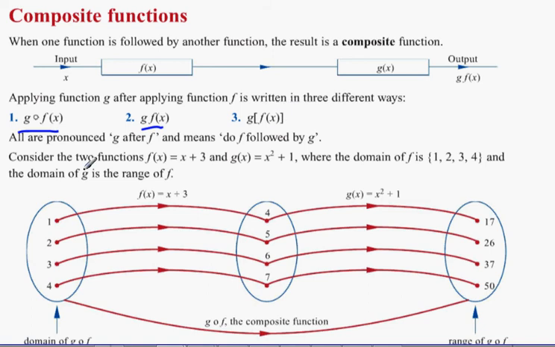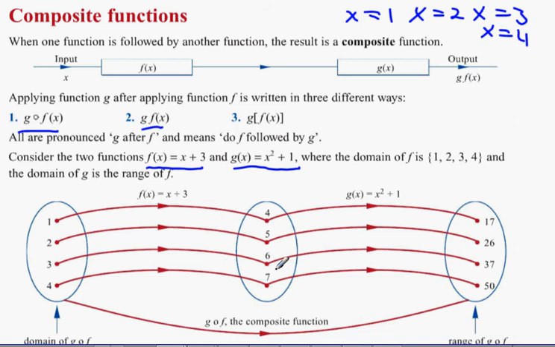Consider two functions. f of x equals x plus 3, g of x equals x squared plus 1. For example, if I do x equals 1, x equals 2, x equals 3, x equals 4, I get the following answers. The answer for 1 is 4 because you're adding on 3 every time, aren't you? The answer for 1 turns into 4, the answer for 2 turns into 5, the answer for 3 turns to 6, the answer for 4 turns to 7.